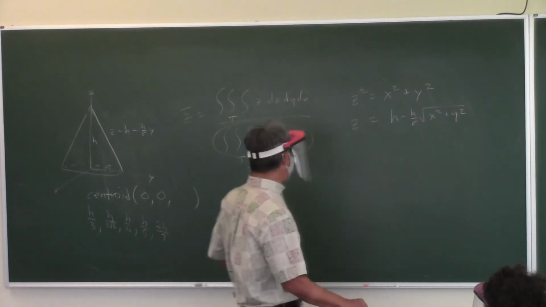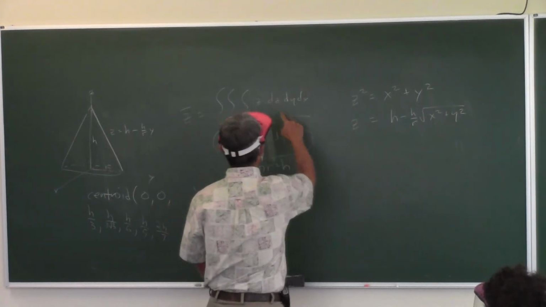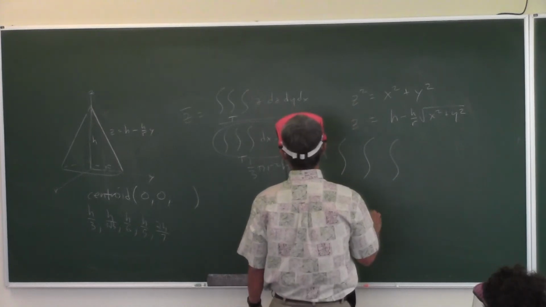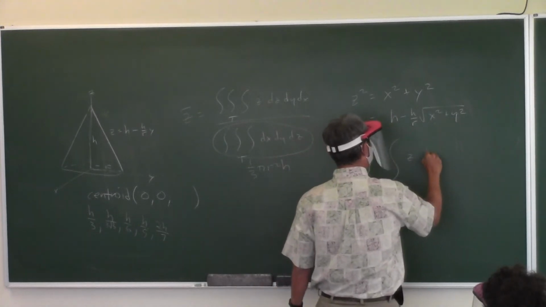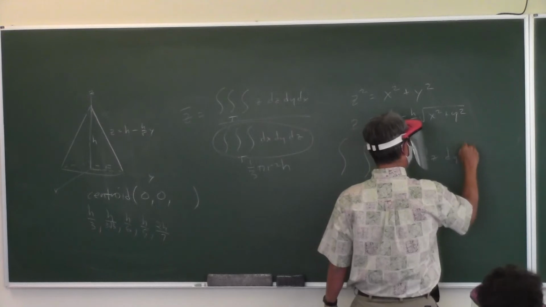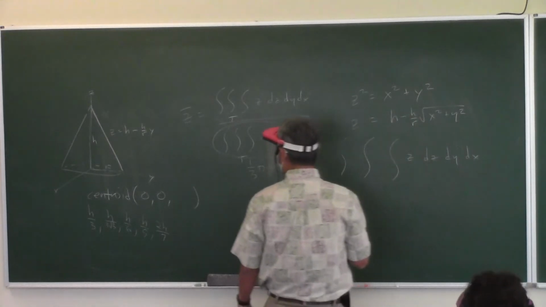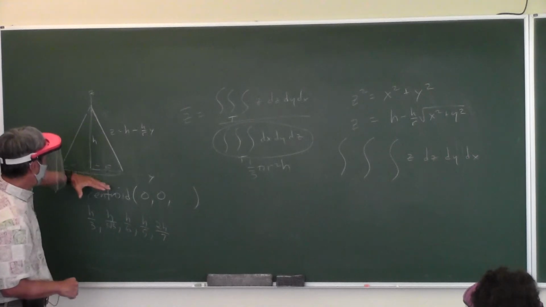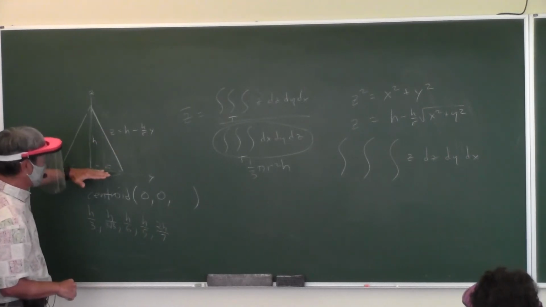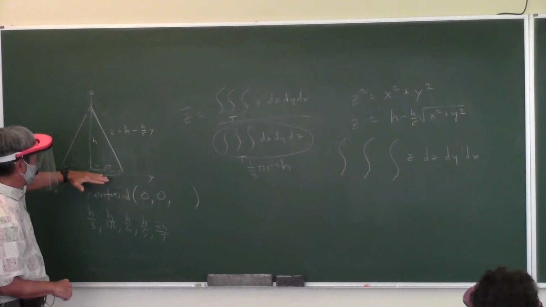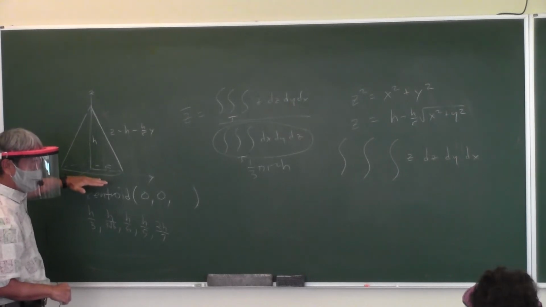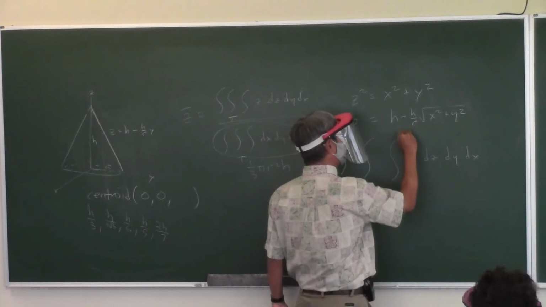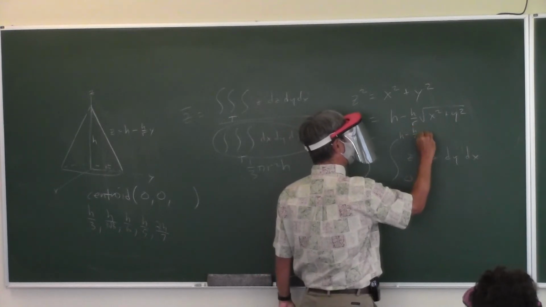Okay, so let's write the integral. How do I compute this one? So the triple integral of z dz dy dx. Okay, so when I integrate with respect to z, you're going to go from the bottom to the top. What's the thing on the bottom? Which is the xy plane. z equals 0 to this thing here.